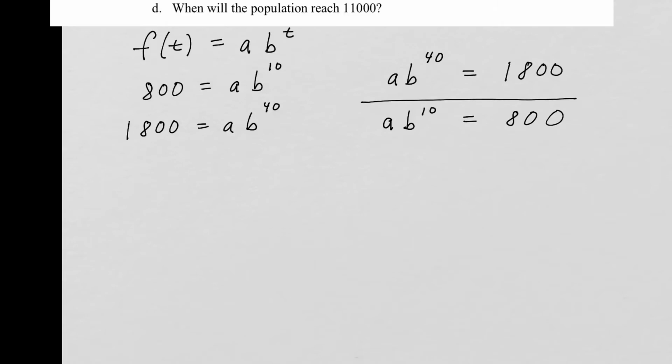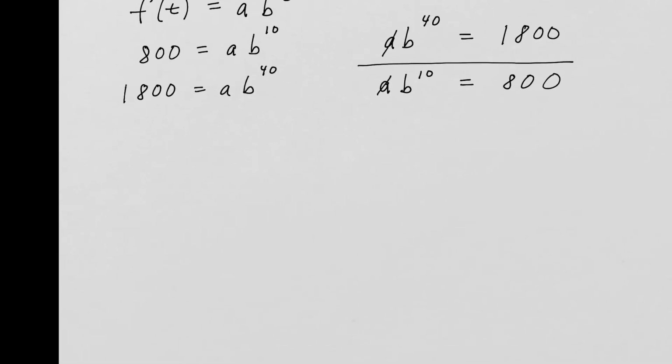Why am I doing that? Because I recognize if I divide those two equations, the a's are going to cancel, and it'll allow me to find b, right? Then I can go back later and figure out what a is. So if I divide, a's are gone, because a divided by a is 1. And then what's b to the 40th divided by b to the 10th? Well, remember the rule is that you subtract the exponents. So this is b to the 40 minus 10, which is 30. And that's got to equal 1800 divided by 800, which in this case, 200 goes into both of them. So we can simplify this to 9/4. Or you could write it as a decimal if you want as well.